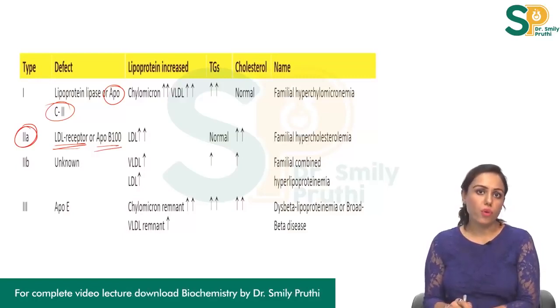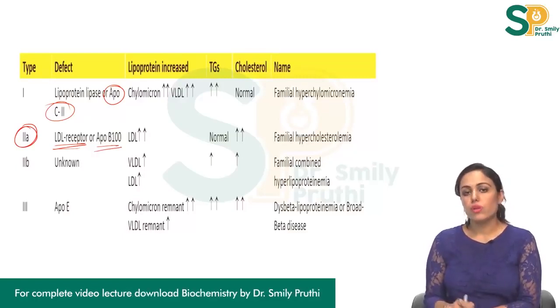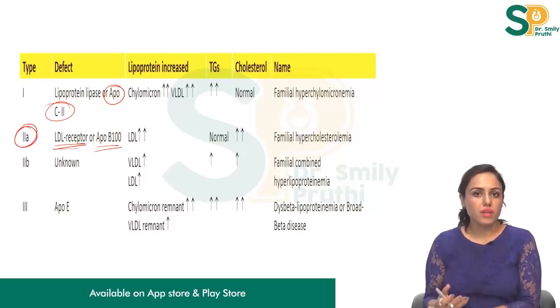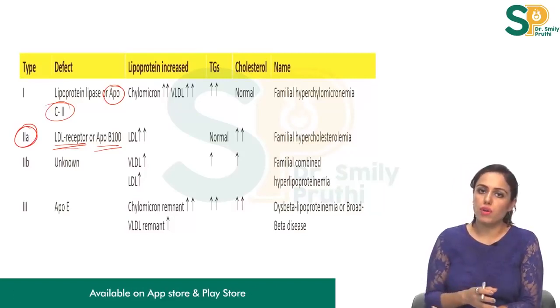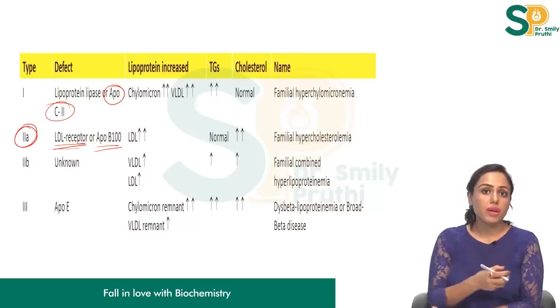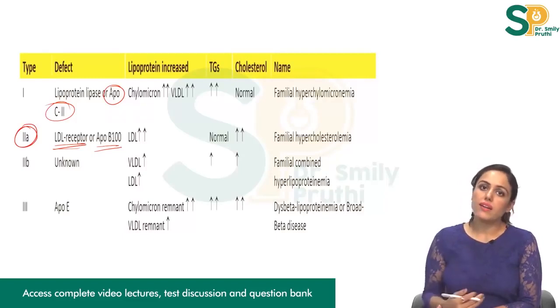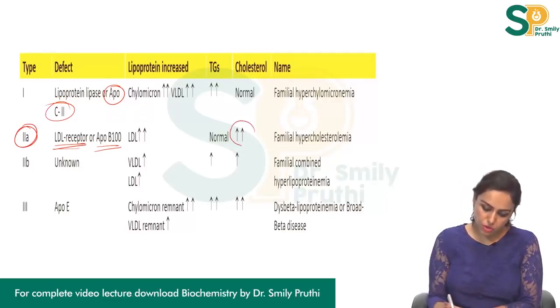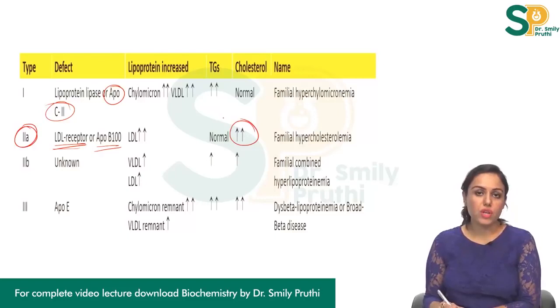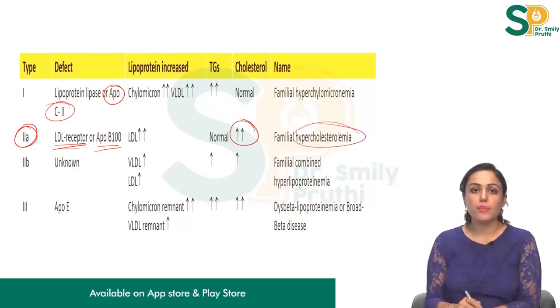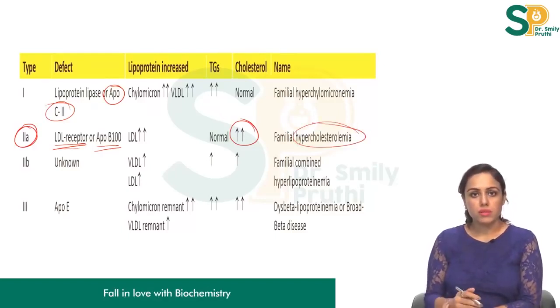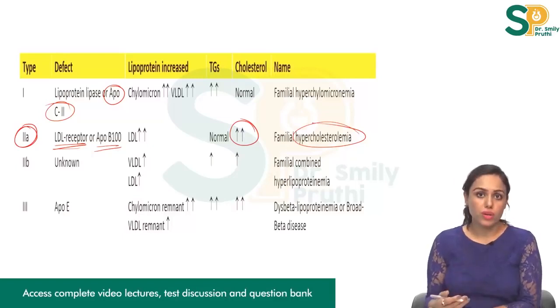Now coming to type 2A, LDL receptor is defective or ApoB100 is defective, because ApoB100 is the main ligand for LDL receptor, right? So now which lipoprotein will increase? LDL will increase, because the receptor is defective on liver. So LDL won't be taken up by liver cells and all the LDL remains in blood, leading to increased LDL levels in these patients. LDL contains which lipid? It contains cholesterol, so now only cholesterol will be increased, and this is known as familial hypercholesterolemia. The type 1 was chylomicronemia. This one is cholesterolemia, right?